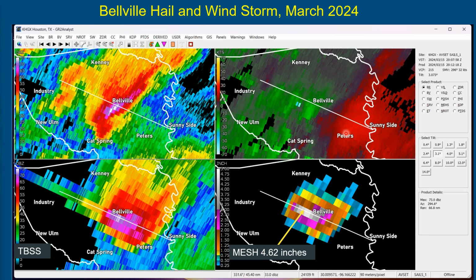The velocity not really showing any kind of circulation at all. Anytime there is damage, people are going to think tornado, and it's understandable to a point, but it doesn't have to be a tornado to produce significant damage. And in this case, really no circulation, but there's a tremendous hail core just hovering right above Belleville.